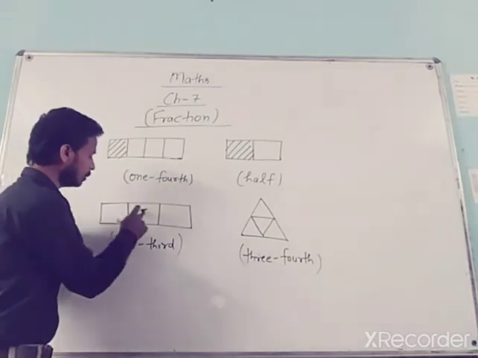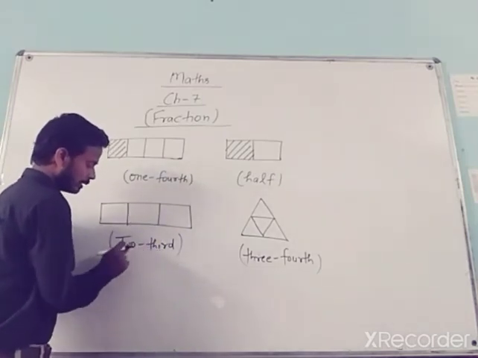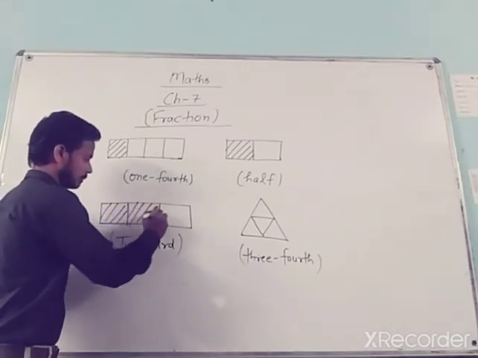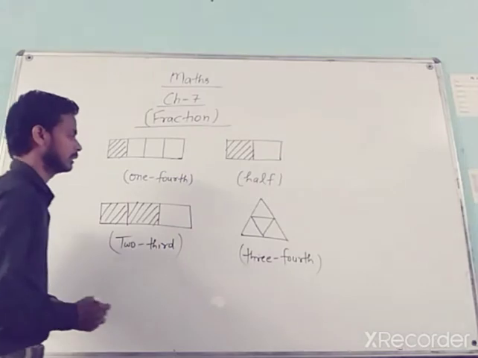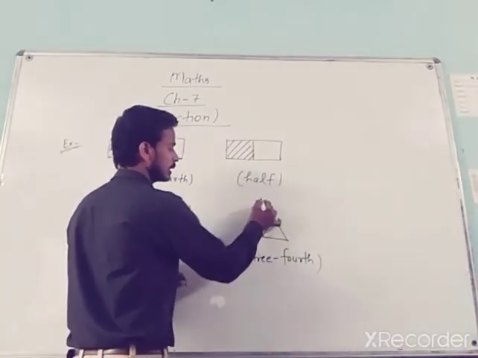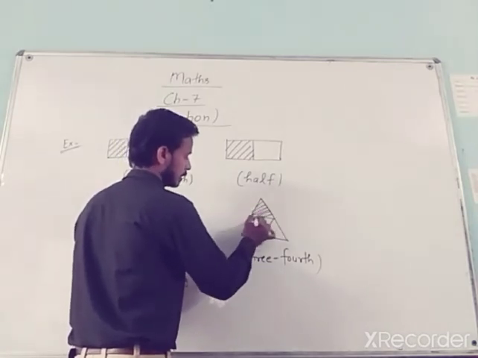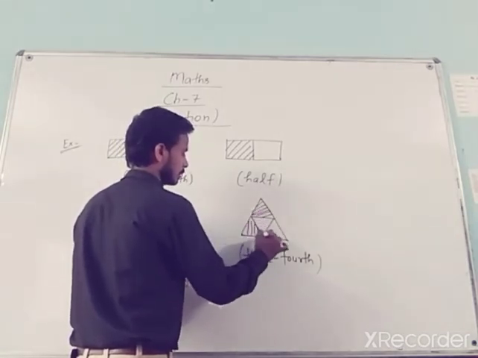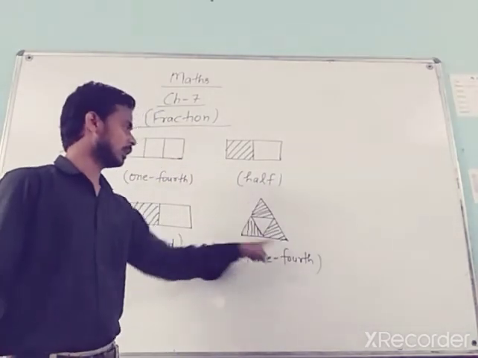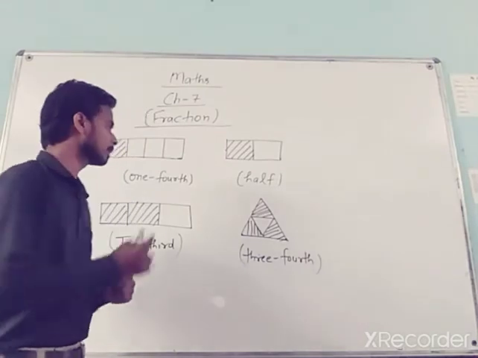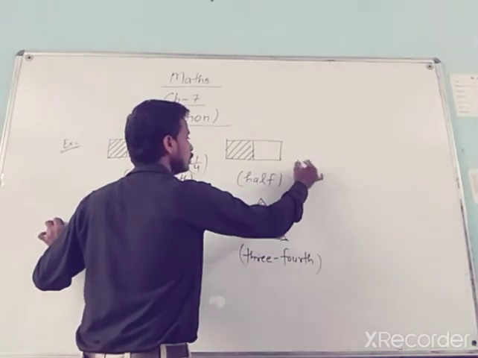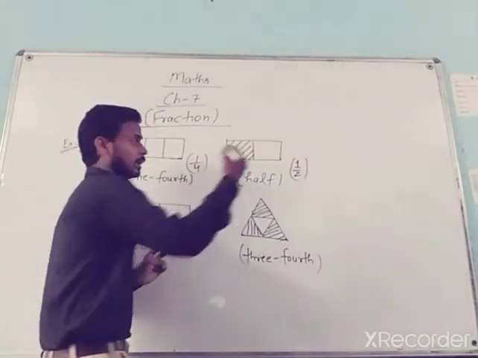2/3. See, there are 3 parts. Third, we will take 2 from it. Now it becomes 2/3. 3/4. 1, 2, 3, 4. 3/4 means, see. Now it becomes 3/4. Clear?